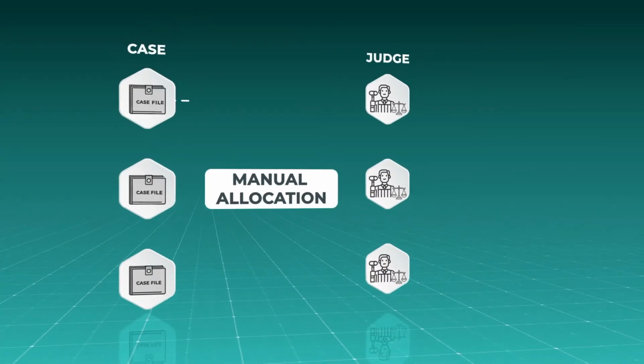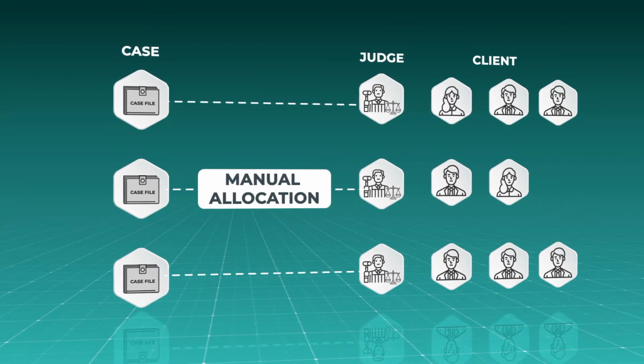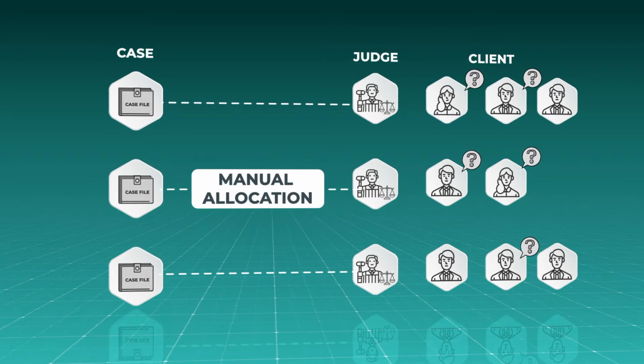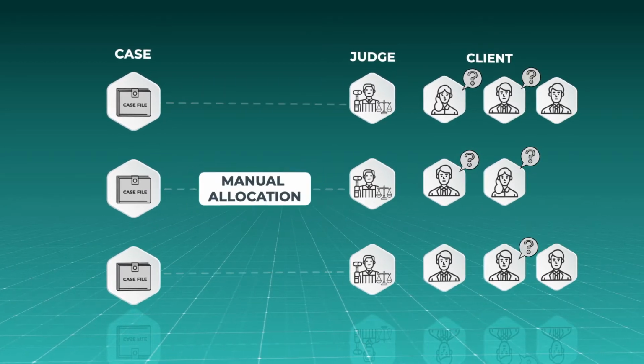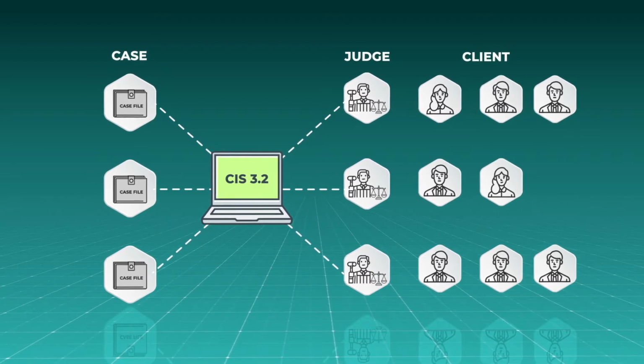Earlier, there was a manual allocation of commercial cases to judges. This left open the possibility of parties questioning fair play in the allocation of their case to a particular judge. Now cases are randomly and automatically allocated, thereby ensuring greater transparency.